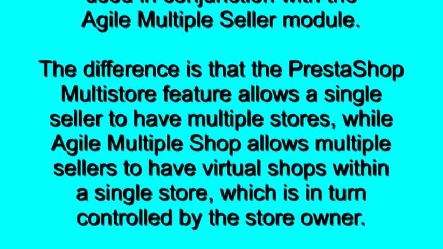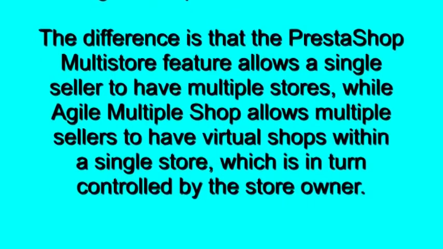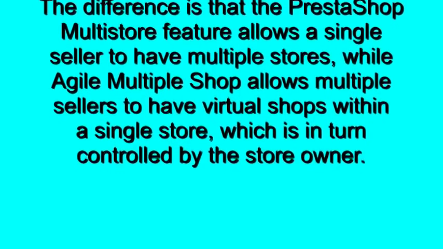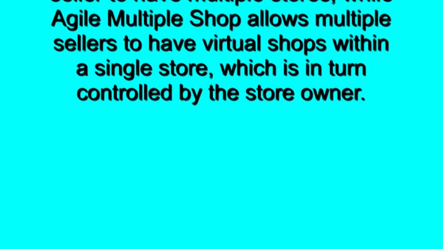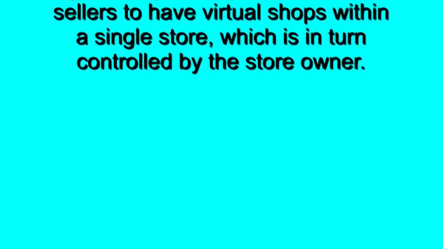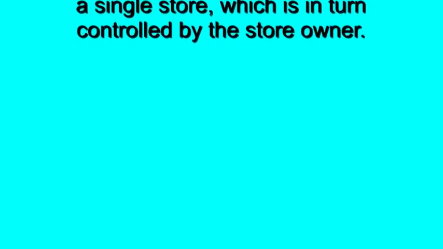The difference is that PrestaShop multi-store feature allows a single seller to have multiple stores, while Agile Multiple Shop allows multiple sellers to have virtual shops within a single store, which is in turn controlled by the store owner.